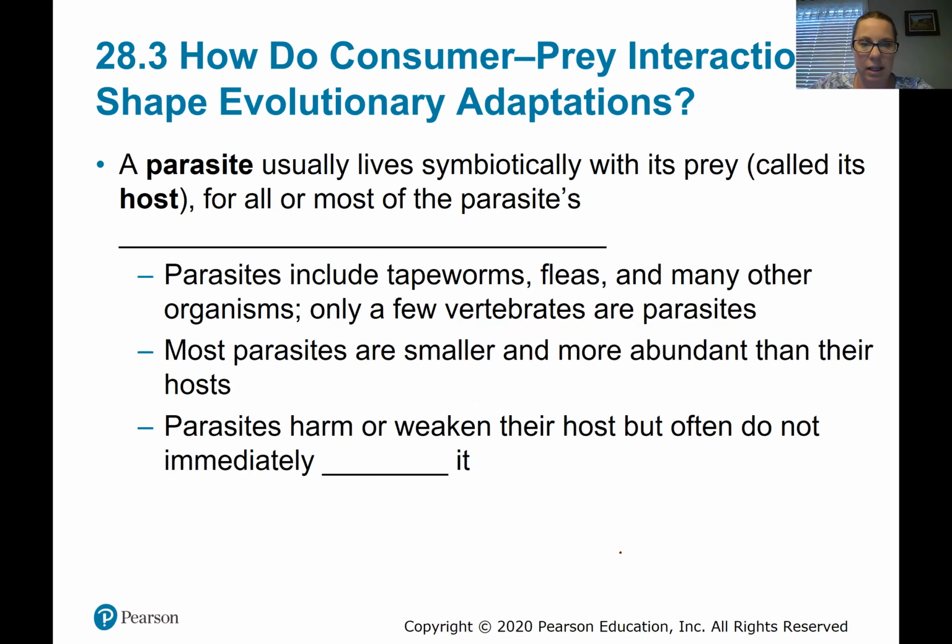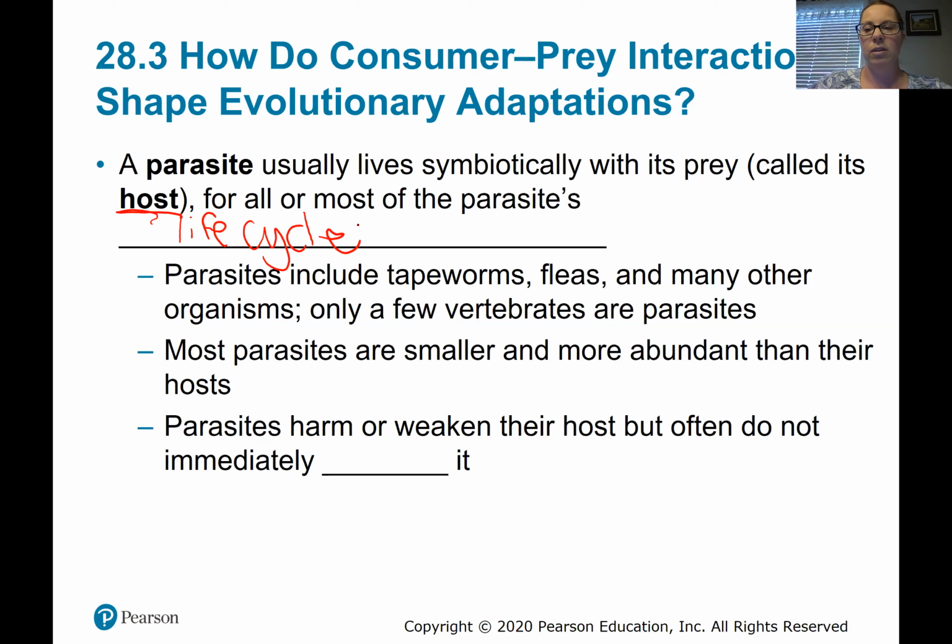Okay, a parasite is going to live symbiotically with the prey, and the prey is called the host, for all or almost all of the parasite's life cycle. So either the egg stage, the larval stage, or the adult stage, or all of them. And some parasites have multiple hosts. Parasites include tapeworms that we looked at, fleas, ticks, all of those kinds of things.